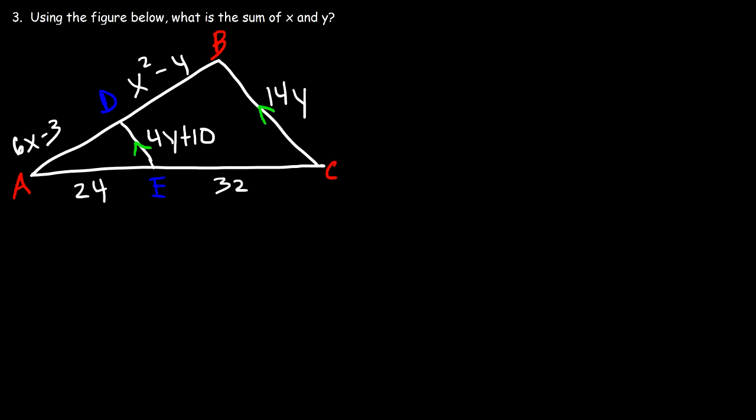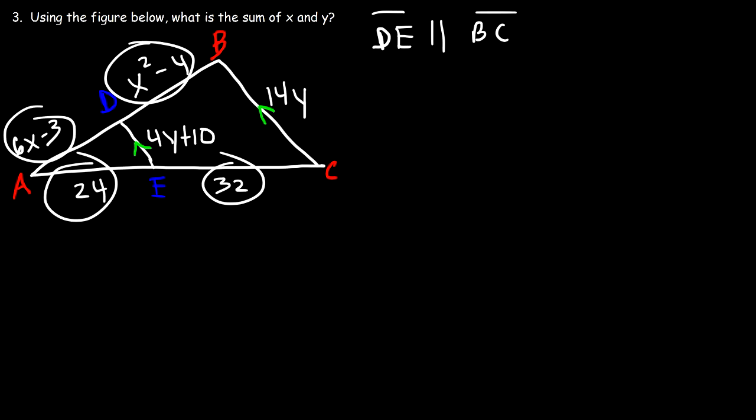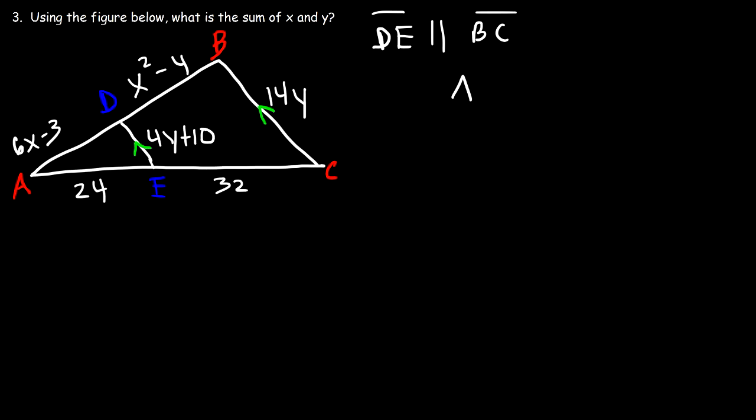Using the figure below, what is the sum of x and y? So notice that DE is parallel to BC. So based on that, we can use the side splitter theorem for these sides. So that can help us to calculate the value of x. So first, let's write an equation. So AE divided by EC has to equal AD divided by DB.